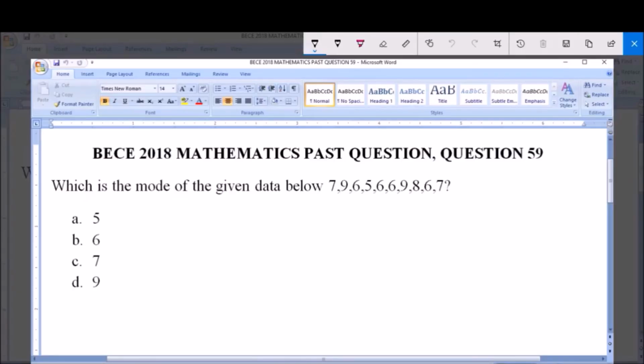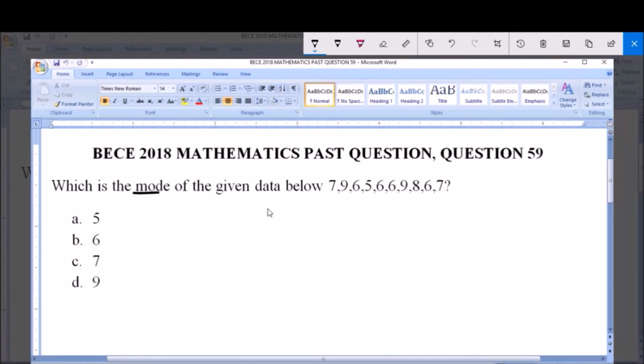Today we're going to be dealing with BECE 2018 Mathematics Past Question, question 59. Which is the mode of the given data below? 7, 9, 6, 5, 6, 6, 9, 8, 6, 7. A we have 5, B we have 6, C 7, and D 9. So we have to find the mode of this given data. The data given includes 7, 9, 6, 5, 6, 6, 9, 8, 6, 7.